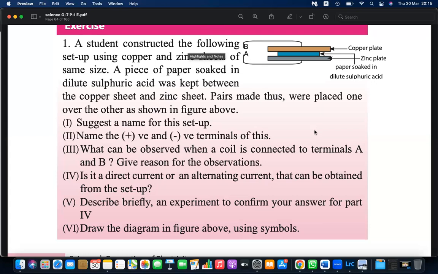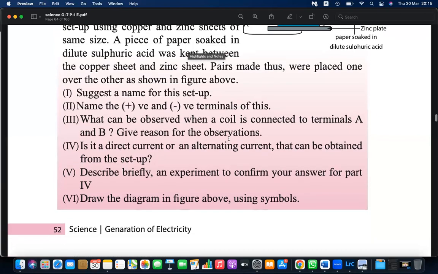The coil is heated. Yeah, the coil will be heated. Yes, why? What is the reason? Because electricity is conducted. Therefore, when the electricity is conducted, the coil will get heated. Is it direct current or alternating current that can be obtained from the following setup? Is it direct or alternating? Alternating.